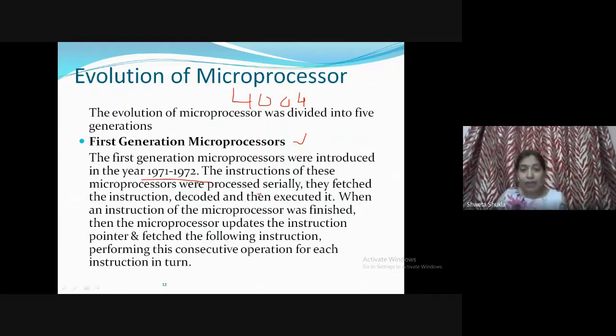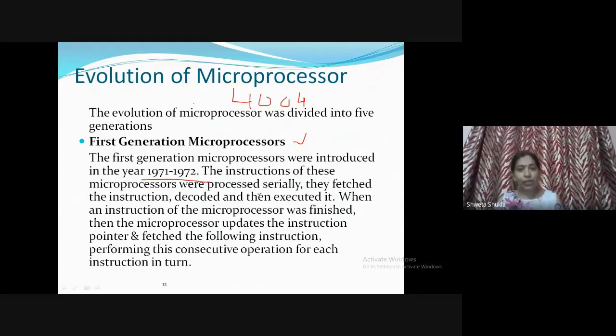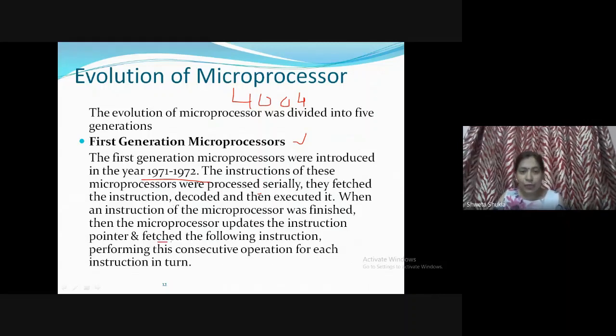Now when they have done this on one instruction, they start the same processing with another instruction. That means once the first instruction's execution is finished, again they fetch the next instruction, they decode it, and then they execute it. Okay, this is all about the first generation microprocessor. That means the pointer fetches the following instruction, performing consecutive operations. This operation just repeats itself after every instruction is executed. Again they fetch another instruction. This keeps on going till your program ends.